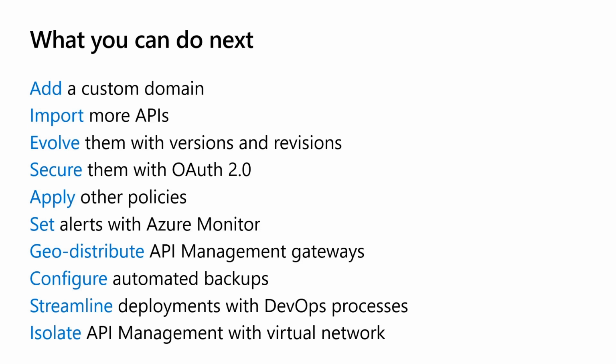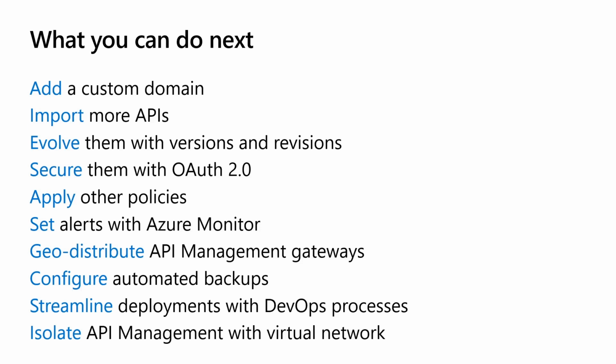If your application developers are using the APIs from different places around the globe, you might want to consider geo-distributing your API management gateways. You can either do it with the self-hosted gateway, or you can use the built-in multi-region feature of API management, which allows you to distribute API management gateways, the managed ones by the service, into any Azure region.